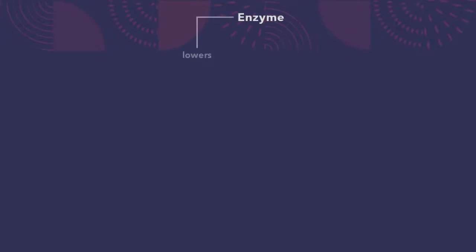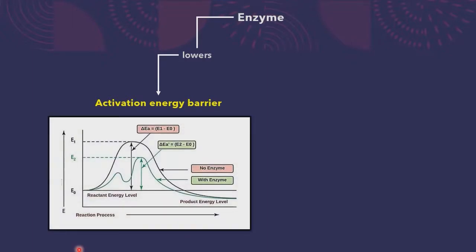So basically, enzymes lower what we call the activation energy barrier. And what is that? In a regular scenario without the use of an enzyme, this is the energy requirement for a biological process to occur before the production of that process actually happens. But with the use of an enzyme, that is lowered.